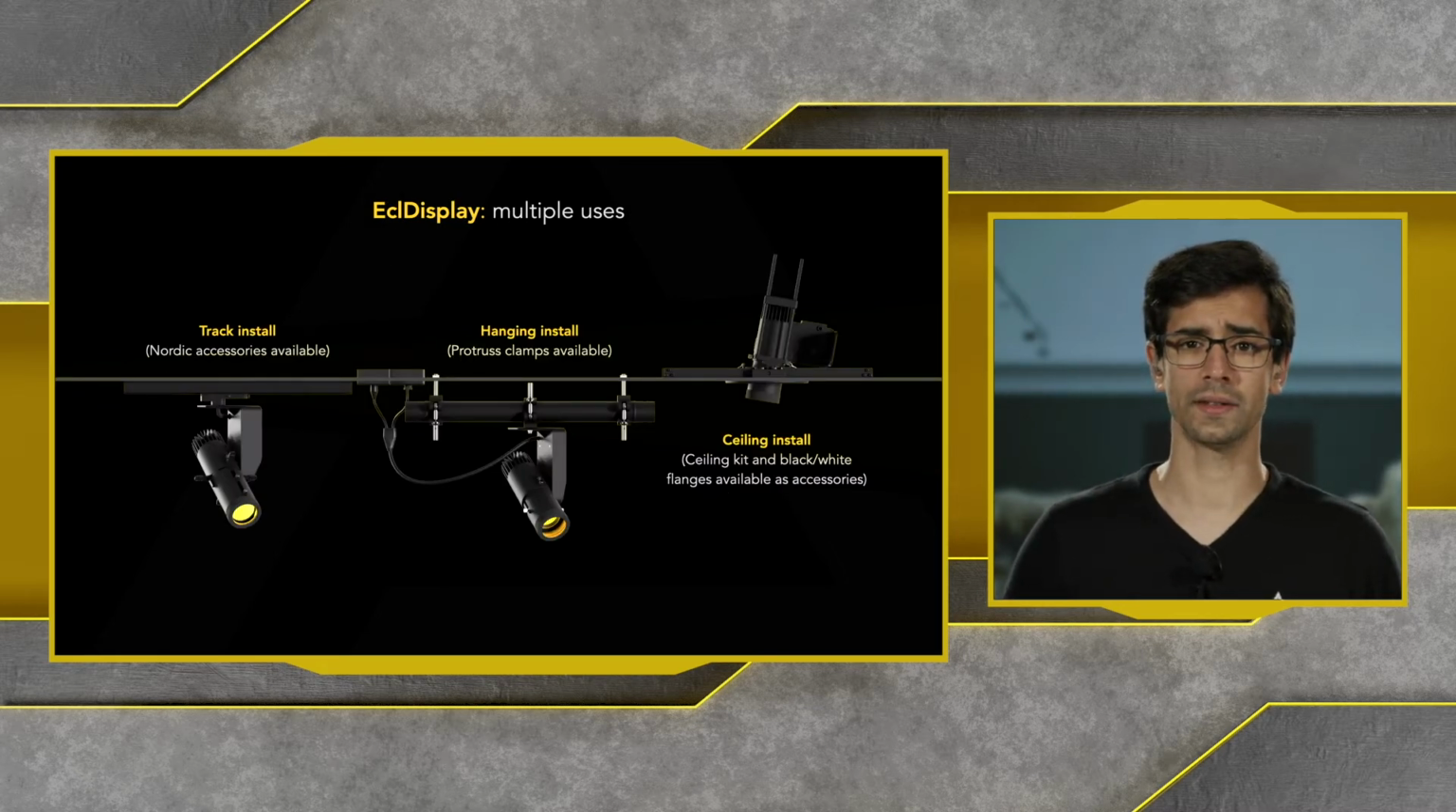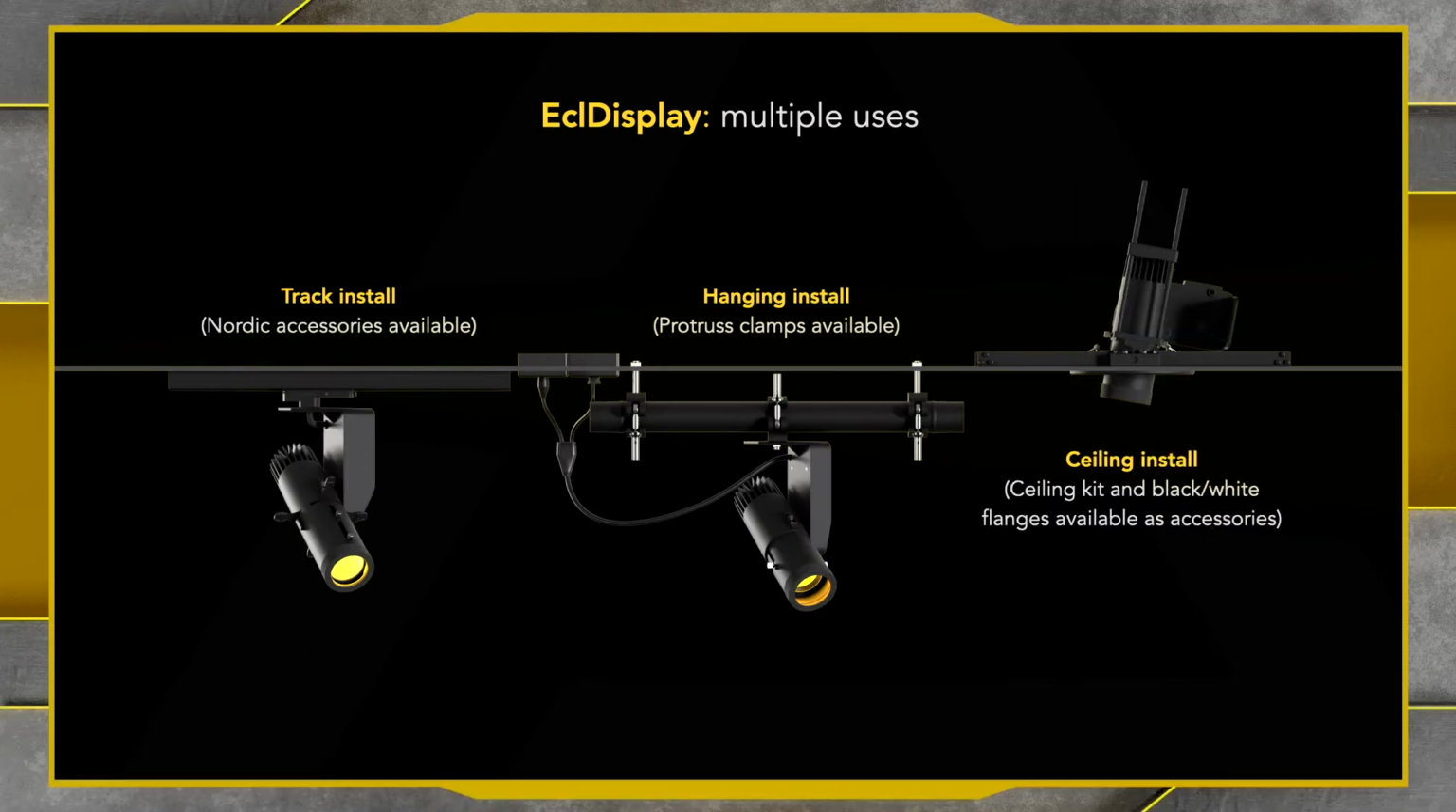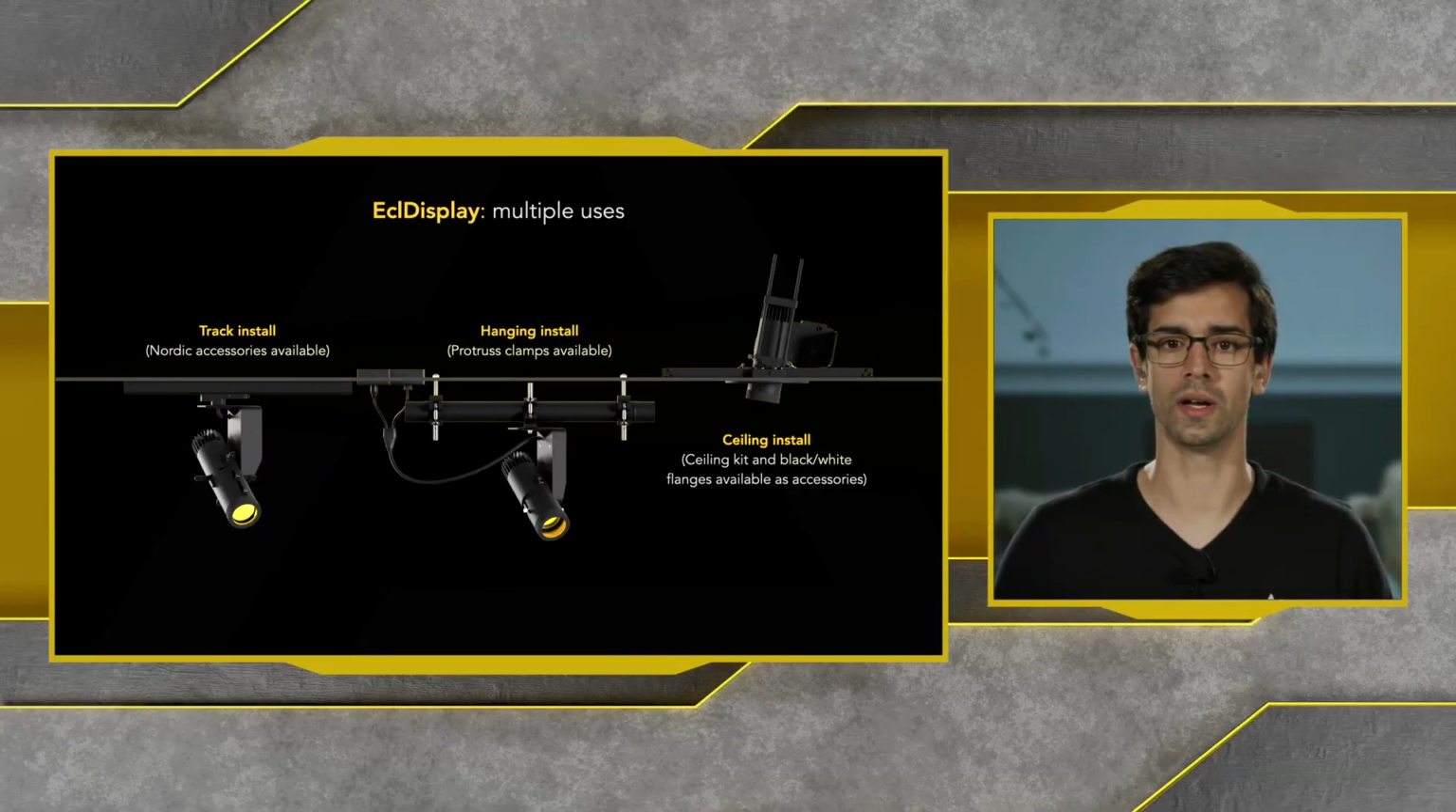So looking at the multiple uses of this fixture, as we said in the beginning, this is not just a track install unit, but we can use them in 3 different ways. Starting with the track installation, whether you're retrofitting, upgrading your infrastructure and replacing older track units with the EclDisplay units, we have a lot of accessories available from Nordic. Whether it's the U-tracks or the track adapter, we have a lot that we can provide to you with these fixtures.